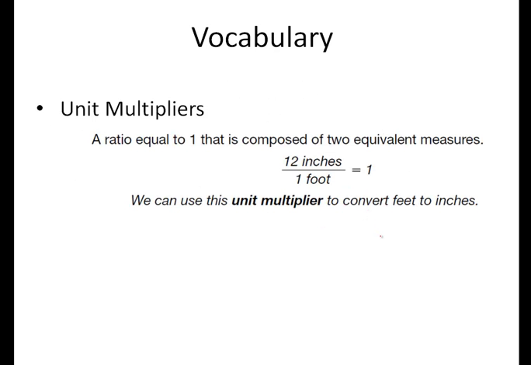So first of all, a unit multiplier is a ratio that's equal to 1 that's composed of two equivalent measures. In our example here, 12 inches is equal to 1 foot, so 12 inches over 1 foot equals 1. That's a unit multiplier, and we would use that in order to convert feet to inches, or inches to feet, depending on which direction we're going with our multiplier.